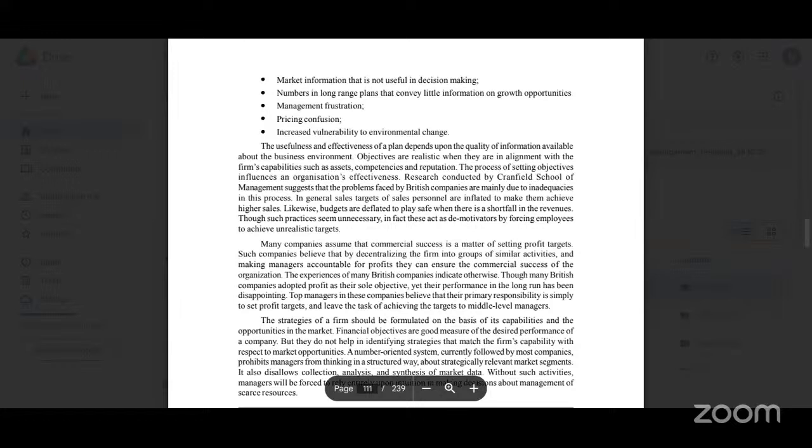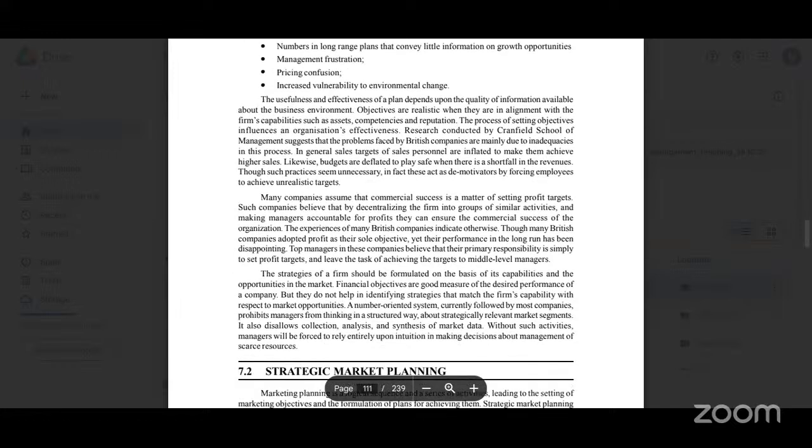While this is not necessarily the case always, it is seen often enough to be an area of concern. So the companies assume that commercial success is a matter of setting profit targets. So companies believe that decentralizing the firm into groups of similar activities and making managers accountable for profits for those smaller groups will help the organization grow and achieve commercial success. The experiences of many British companies, however, indicate differently.